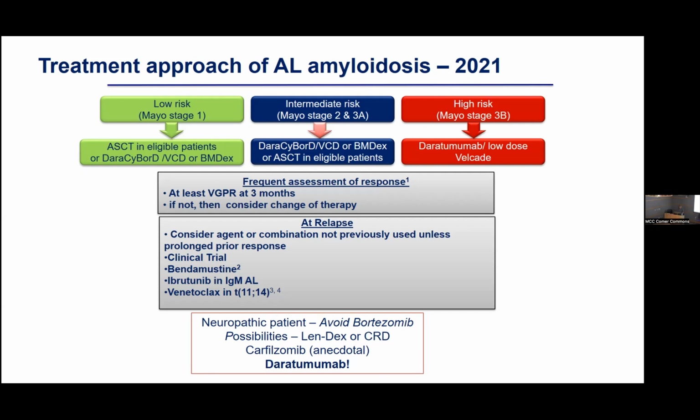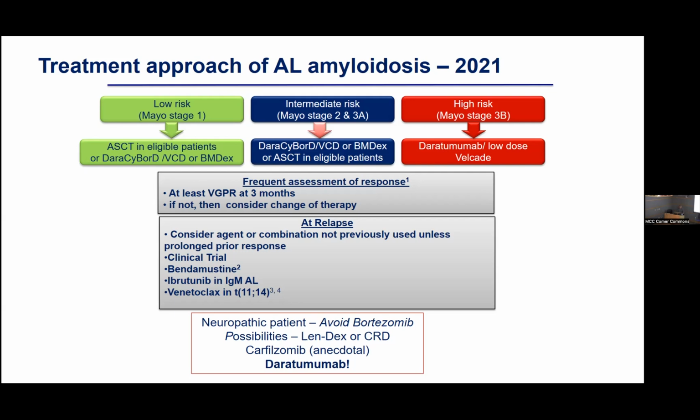And then if they don't achieve at least a VGPR, then you change, okay? If they're at a VGPR, I'd have to relook. I haven't had that scenario yet, but the question would be, is it worth trying to make them a CR with something else or a transplant? That's up for debate, I would think, okay?